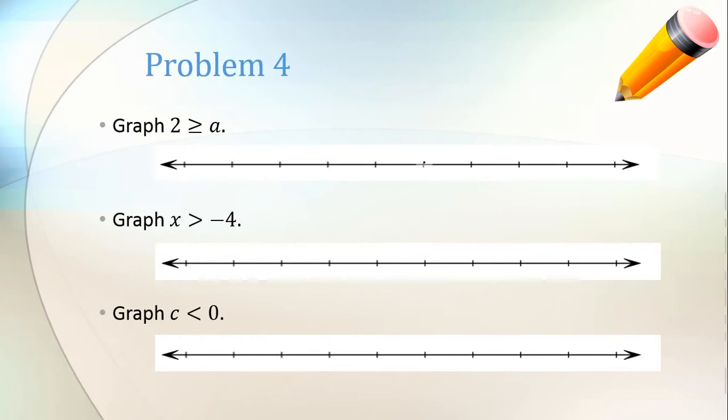So let's graph a few of these. They say graph 2 is greater than or equal to a. So just like I was saying, I want to make sure that my variable is on the left. So I'm going to transfer this around. A, and it looks like the arrow has to be pointing at A, so I'm going to make sure my arrow is pointing at A. And then 2. So A is less than or equal to 2.